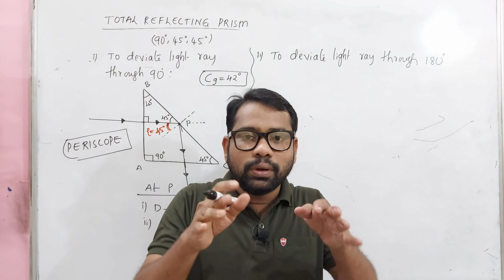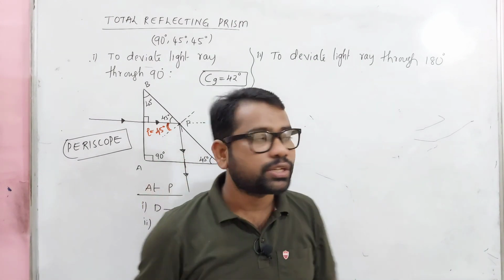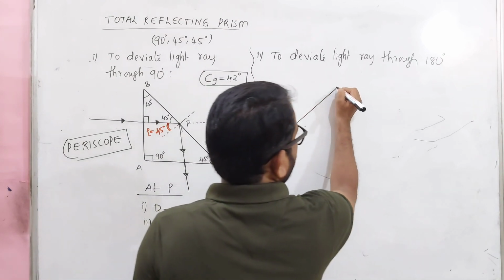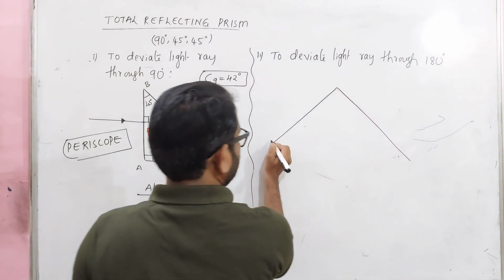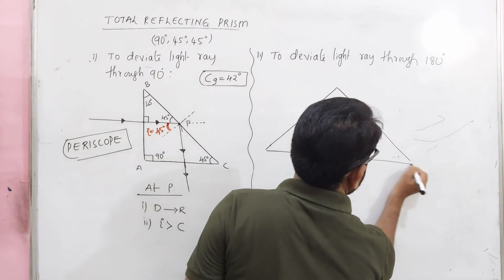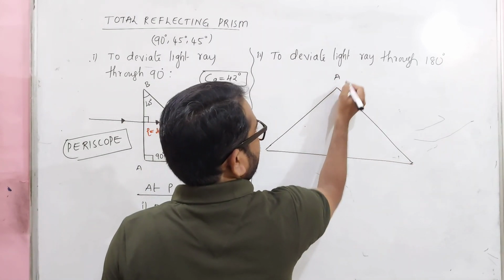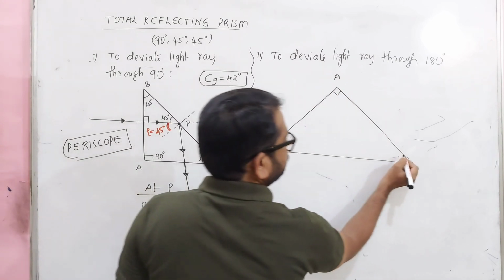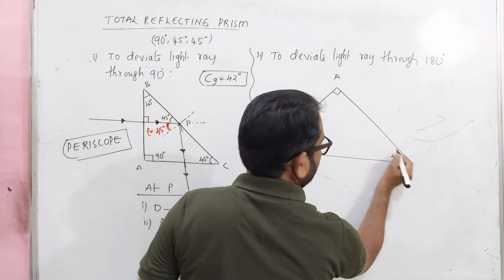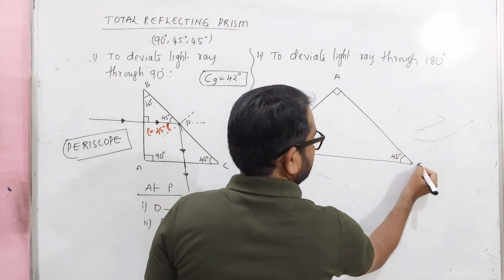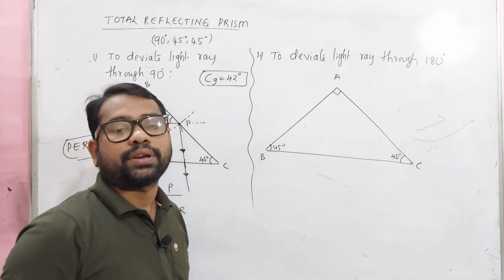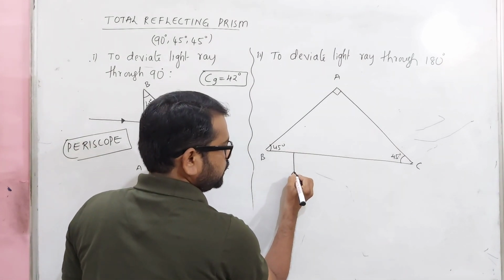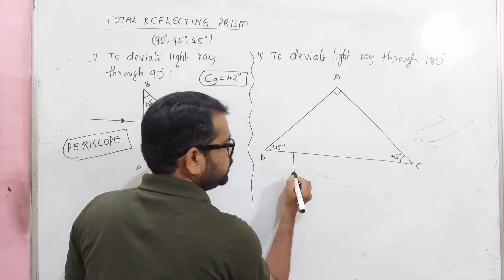For that, how is the total reflecting prism to be arranged? Look at here. So children, this is how the total reflecting prism is to be arranged. This is case 2. Fine. So this is 90 degrees, this is B, and here is 45 degrees and here also 45 degrees only. Now dear children, it's A, B, C. So here BC is nothing but the hypotenuse. Now in this case, the light ray is incident normal to this BC.